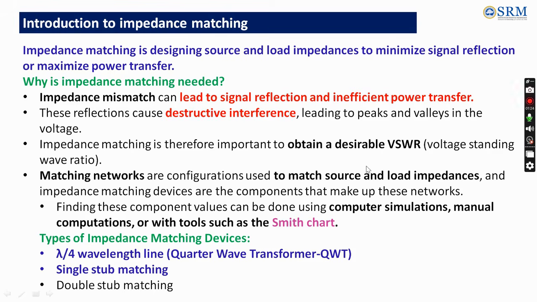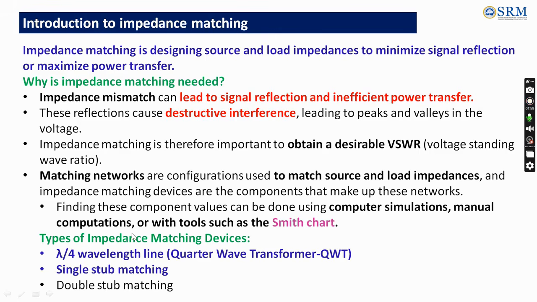So we have to maintain that. VSWR is a measurement of how much impedance mismatch there is between the load impedance and the characteristic impedance, right? So we are going to use a matching network between the source and load impedances. These matching network component values can be found by using computer simulations, or by means of manual computations, or by means of the graphical tool called the Smith chart that we will see in the upcoming sessions.